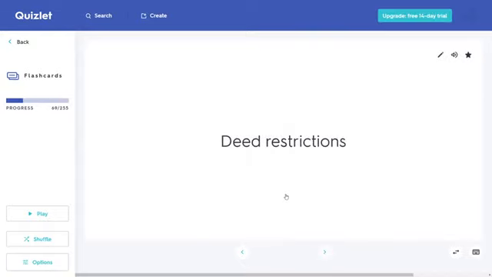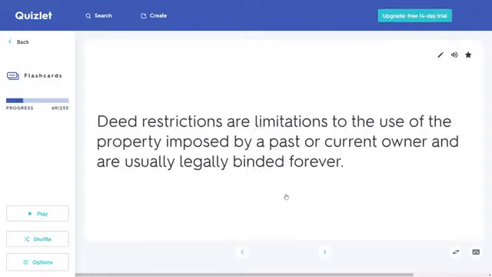All right, next one. Oh, it looks like we're staying in the ballpark of deeds. All right, deed restrictions. So here's a couple seconds or moments to think this one over. Okay. All right, deed restrictions. What are deed restrictions, guys? Well, they're limitations to use of property imposed by past or current owner and are usually legally binding forever.